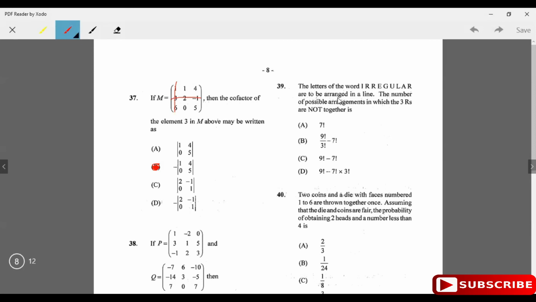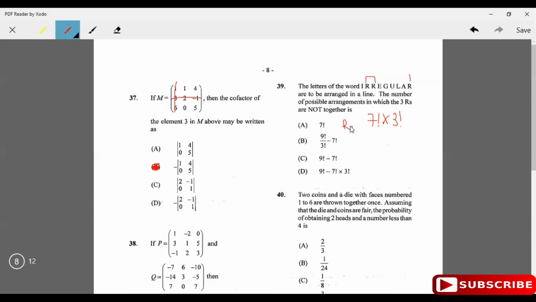So the letters of the word irregular are arranged in a line. Let's look at the possible ways that the R's are together. There are 3 R's and 9 letters, so the total ways of arranging the letters is 9 factorial. Think of the R's as one unit, one letter. We have 6 other letters, so 6 plus 1 is 7 factorial. Then these 3 R's can be arranged in 3 factorial ways. So this is the number of ways that the R's are together.